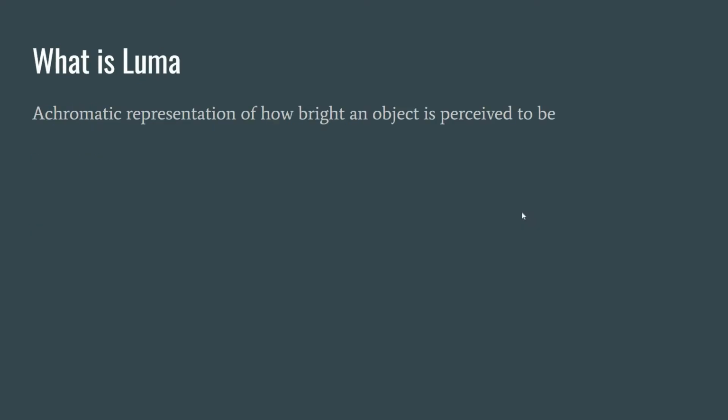Luma is an achromatic representation of how bright an object is perceived to be. What does that mean? It means that it's the channel in video that we use to represent brightness. Keep that in mind for now. We're not going to focus on that.